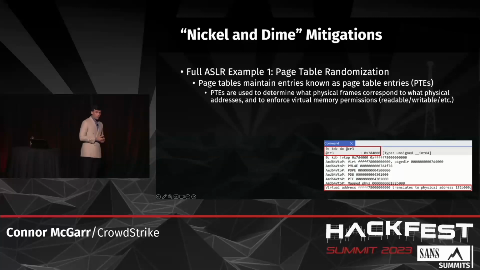The first one is implementing ASLR fully in kernel mode. This is probably the oldest of the mitigations I'm going to talk about. I think in 2016, this was implemented. But effectively on Windows, with the implementation of virtual memory, we have these things called page tables. And they effectively map virtual memory to physical memory, like RAM, for instance, frames.